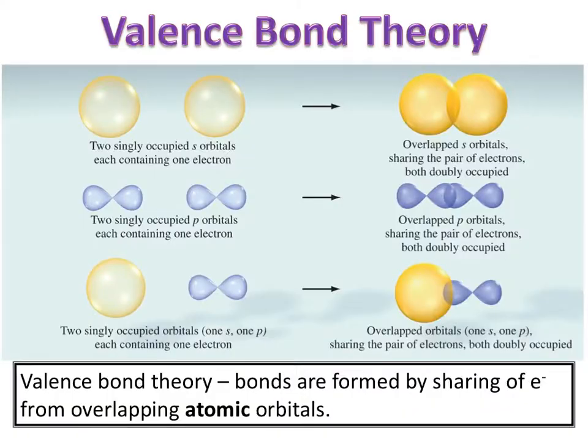Valence bond theory. In valence bond theory, bonds are formed between atoms by the sharing of electrons from overlapping atomic orbitals. For example, s orbitals can overlap, or p orbitals can overlap, or a p orbital can overlap with an s orbital.